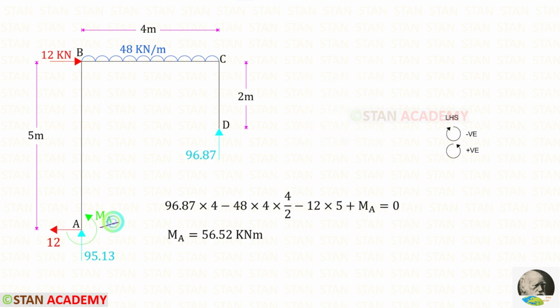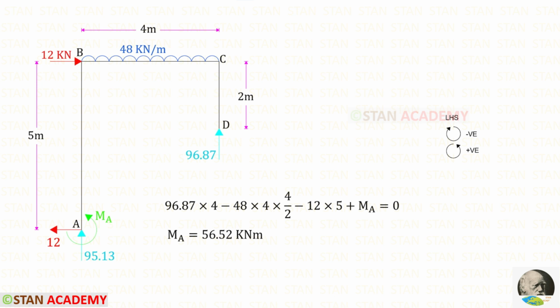To find MA from the point D, let us take a moment about A. BD is acting in the anti-clockwise direction, so that it will be positive, and the distance is 4. The UDL is acting in the clockwise direction, so that it will be negative. We know that with the UDL we have to multiply the distance and then the distance by 2. This load is acting in the clockwise direction, so it is also negative, and the distance is 5.